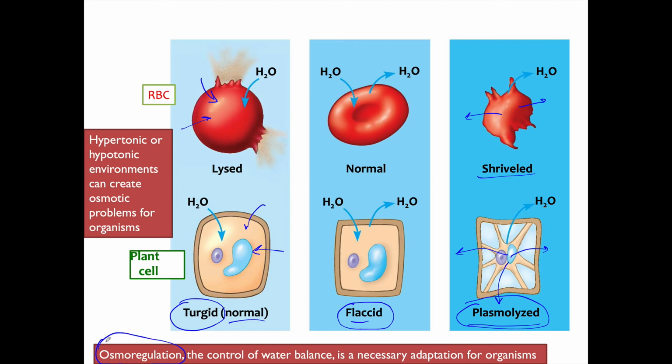So what we can say is that osmoregulation, this is a new term for us, is the control of water balance. It's one of those necessary adaptations for organisms. And we said that one of the things that living cells do is they adapt to their environments. And this is an adaptation that they have. So they have just the right amount of liquid in them, and they get to their balance, their optimal balance, by either purging water or allowing water to come into them.